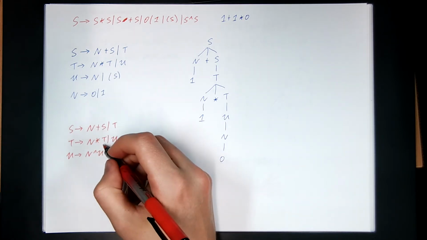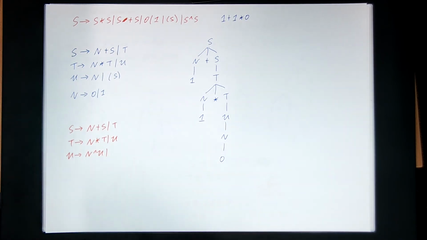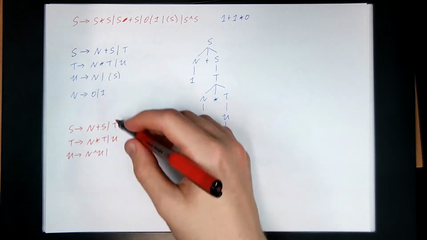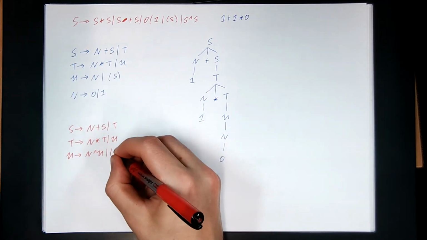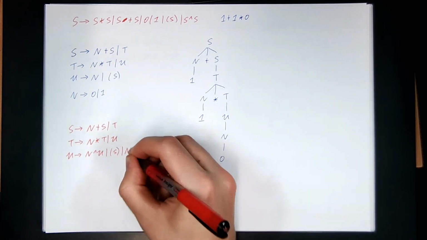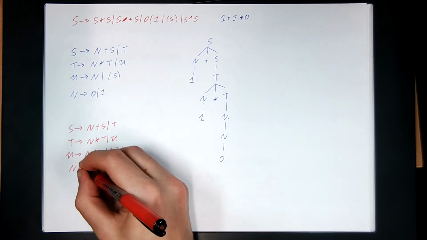So yeah, addition, multiplication, exponentiation, and then if I really wanted to do the addition first, I can then go all the way down, put a set of brackets, and then go back to the top again. So I can put S in brackets, or I can go just straight to a number. Okay, and then N in this case will go to 0 or 1.